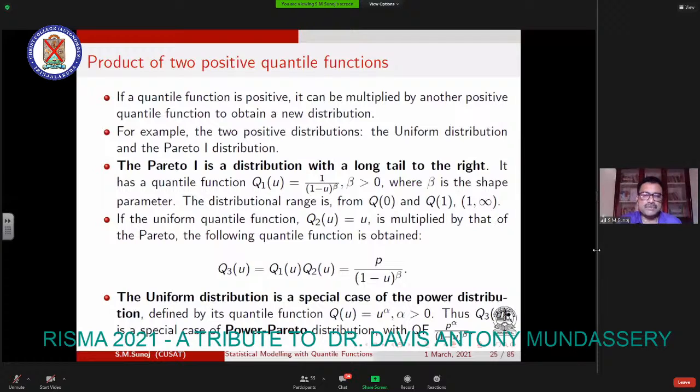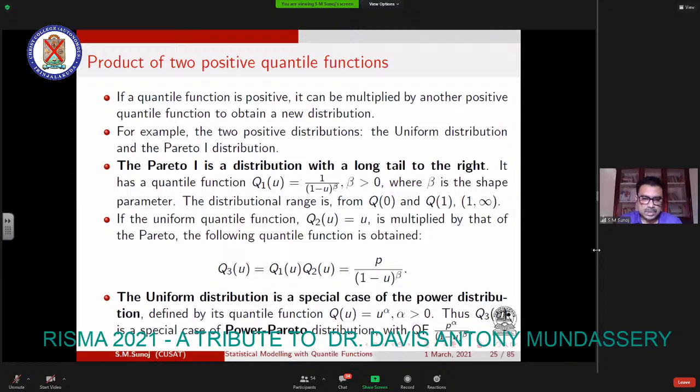It has a quantile function Q1(U) given here, and the distribution range is 1 to infinity. For the uniform distribution, the quantile function Q2(U) is U, and here we are taking the product of the two quantile functions, uniform and Pareto 1, and you get another quantile function, which is denoted by Q3(U).